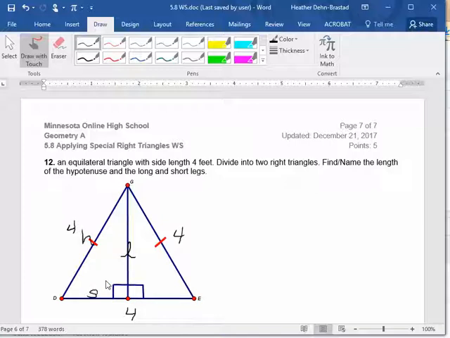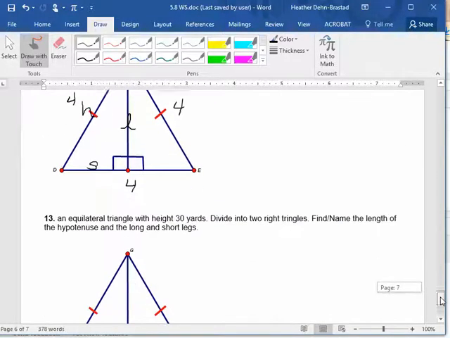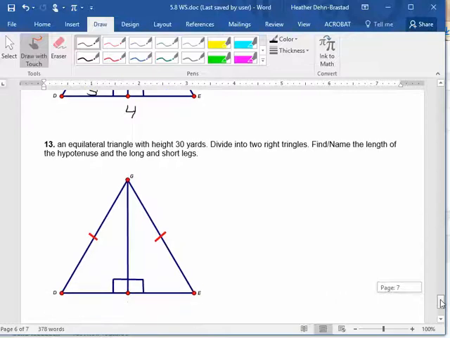One of those is already given to you, and then you'll need to find the others. Really 2 of them you can find quickly, and then there's only one that's a little bit hard to find. This one is similar, except this time the height is given to us as 30, and you're going to find the other parts of the triangle. You need to find the hypotenuse, the short leg, and the long leg.